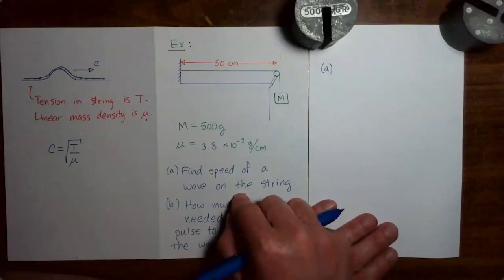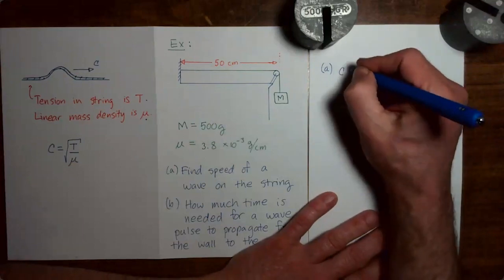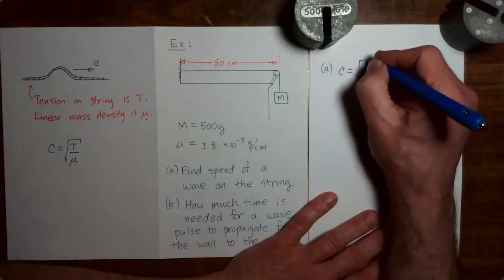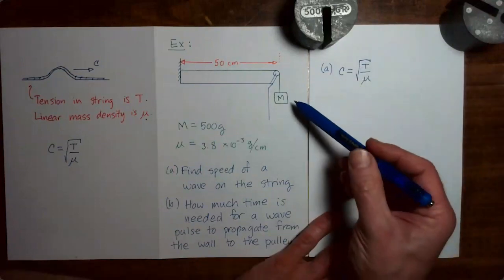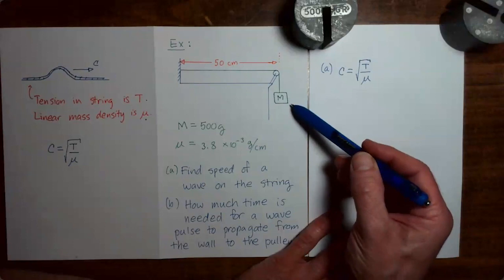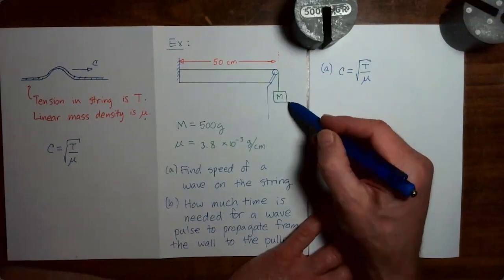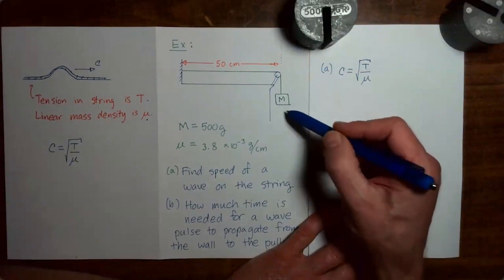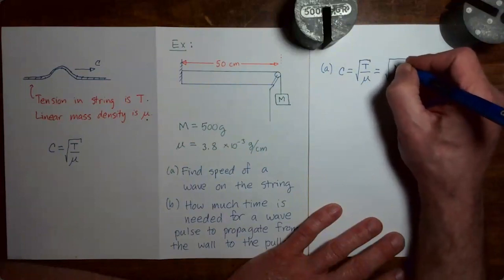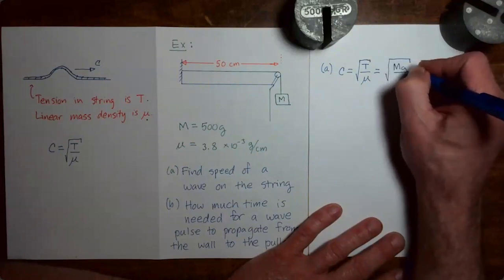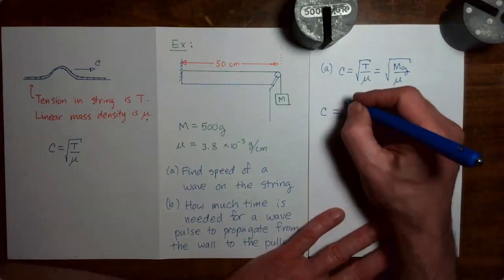To solve part A, all we need to do is substitute into the formula here. We have that wave speed is the square root of the tension divided by the linear mass density. Now, the tension in the string would be exactly what was needed to support the mass here. So we can say that the tension in the string is the weight of the hanging mass. So then tension becomes big M times little g, and then divide by the linear mass density. So let's make our substitutions.